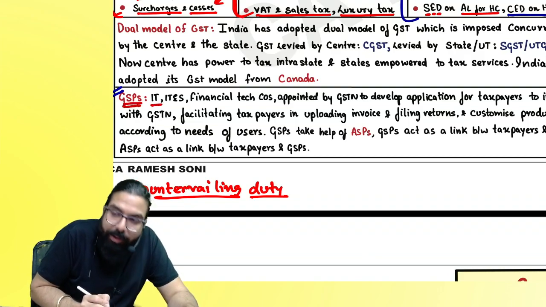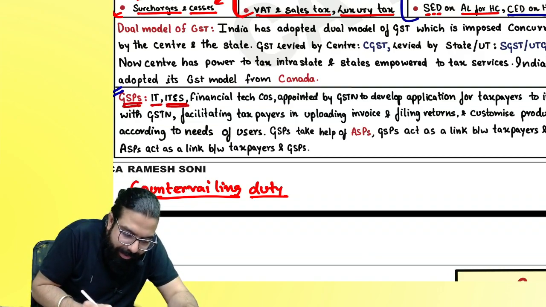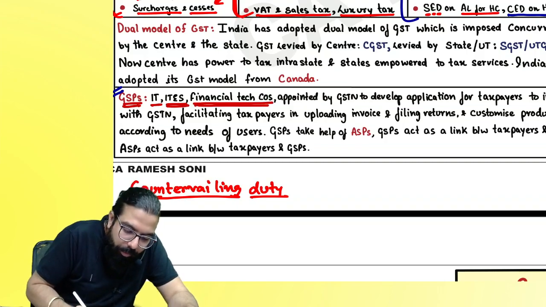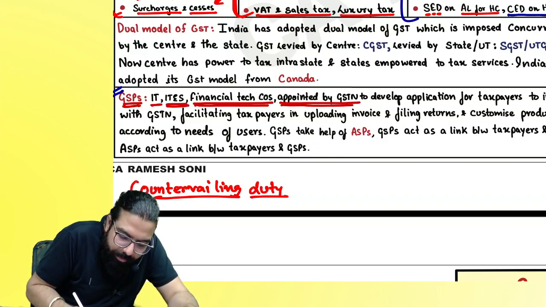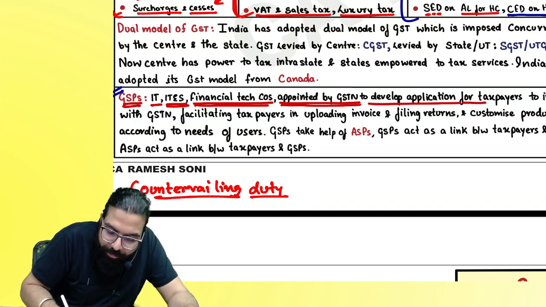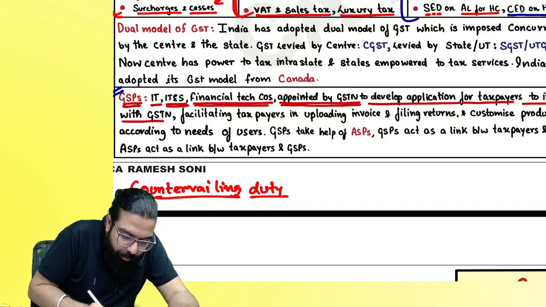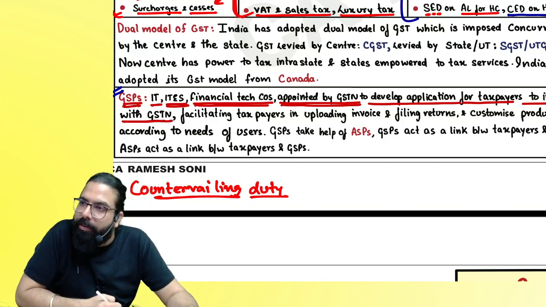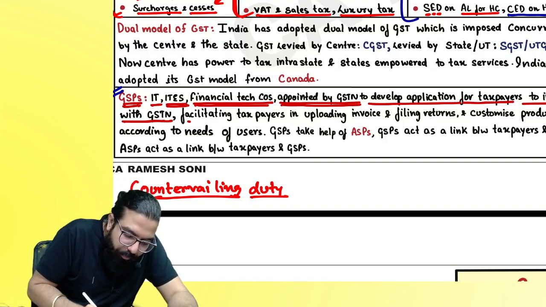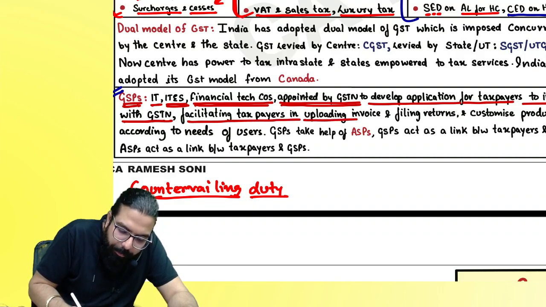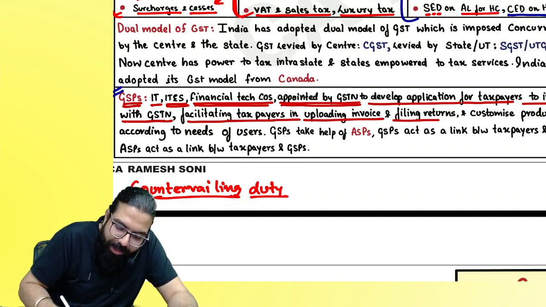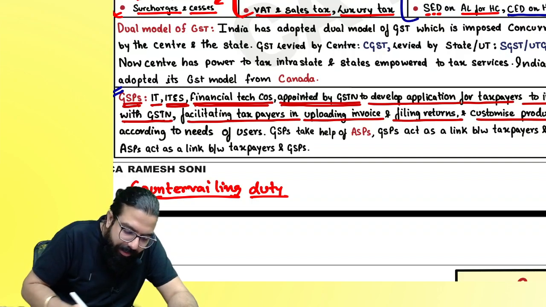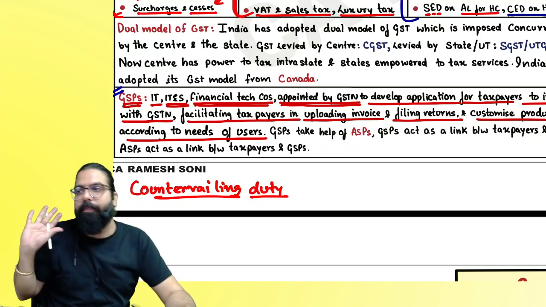GSPs are IT-enabled financial technology companies, which are appointed by whom? GSTN. It is to develop the application for taxpayers to interact with the Goods and Services Tax Network, facilitating taxpayers in uploading invoices and filing returns.